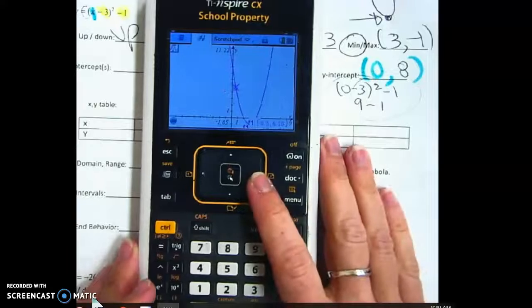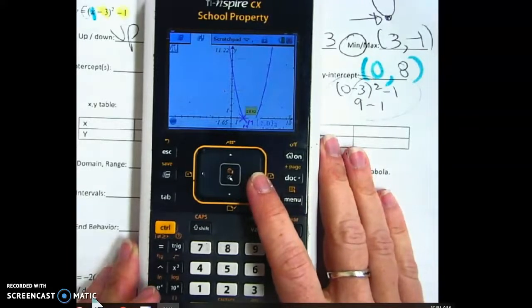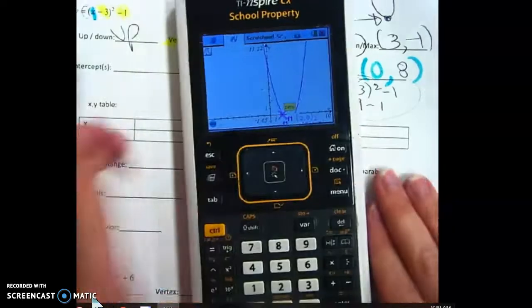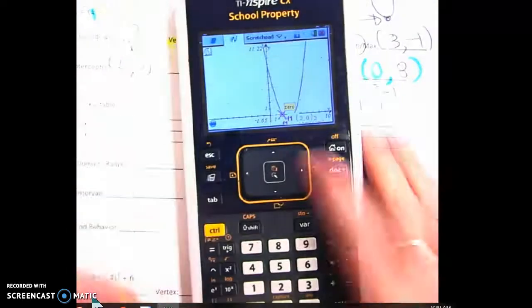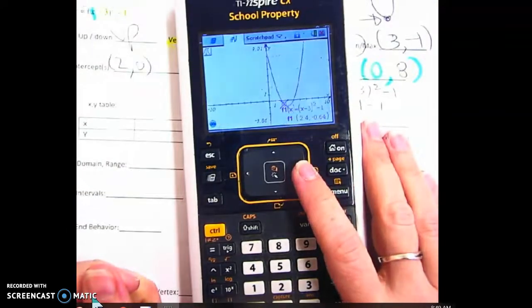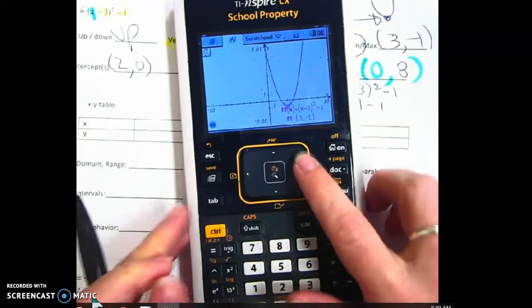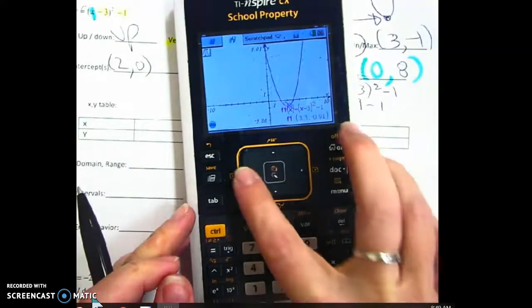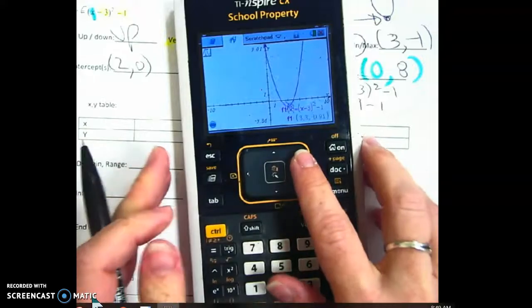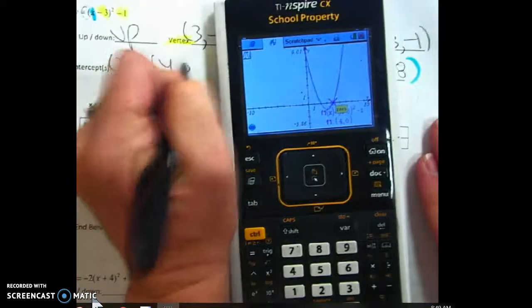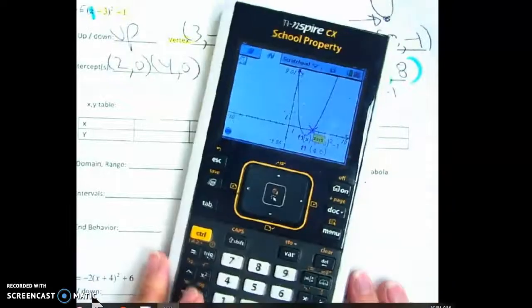Okay, so let's go down and let's see here. It told me my 0. Well, my 0 is at (2, 0). So I know the answer here is (2, 0). And it told me the vertex, (3, -1). And it should tell me that it's a minimum, but I don't know why it didn't. Maybe because it's so low. And I know the other one is (4, 0). Okay? So I filled in everything I need.